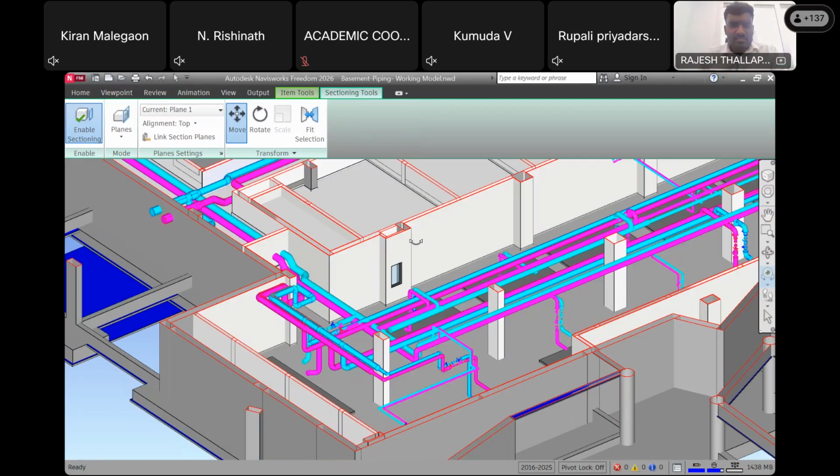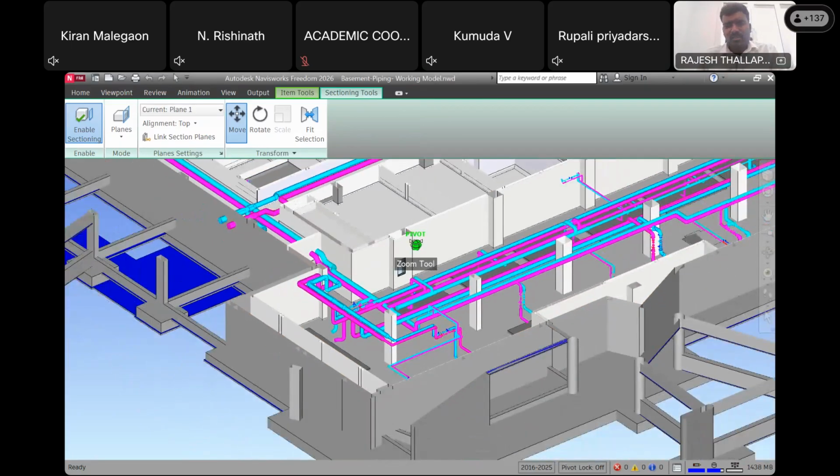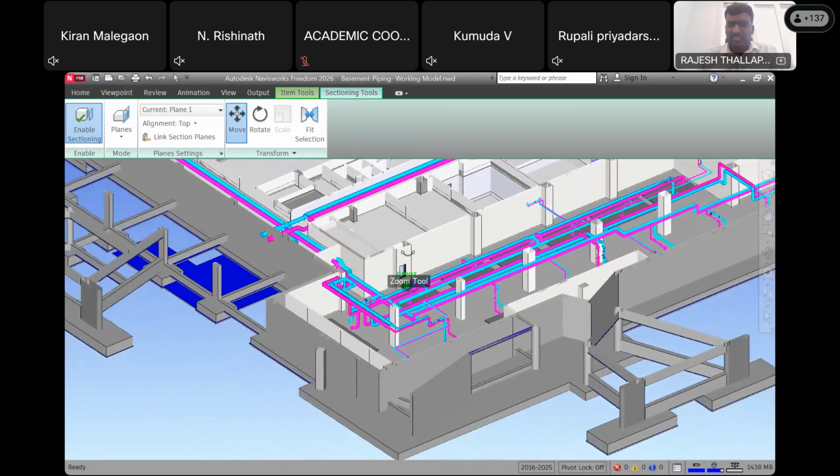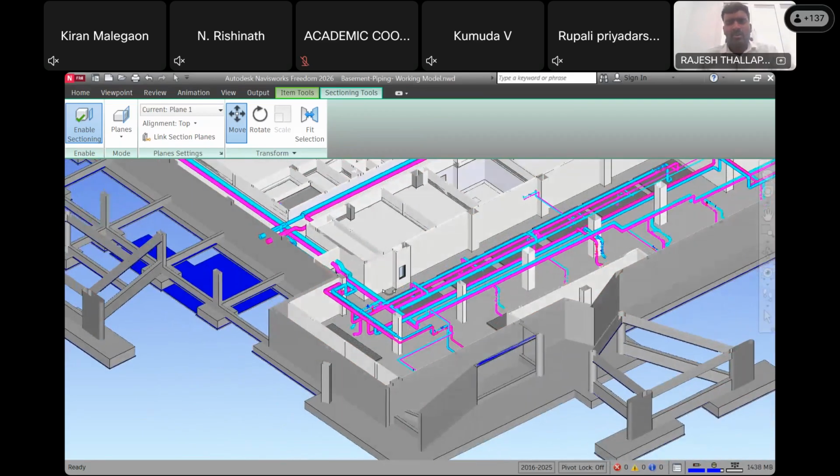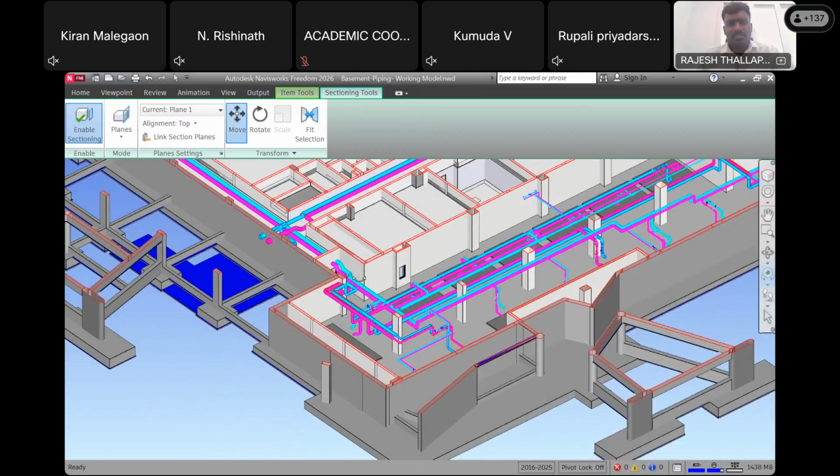So this is a Revit model or Navis model, we can say. It can be used in multiple platforms. It's just a tool, whatever tool we adopt, we can create such models. So the current situation is that it is called BIM, again building information model. So all the services have been incorporated into such models.